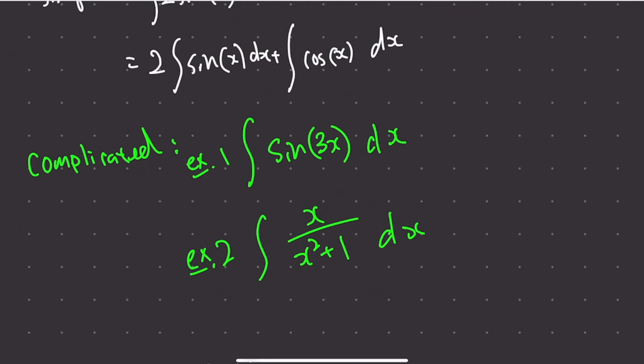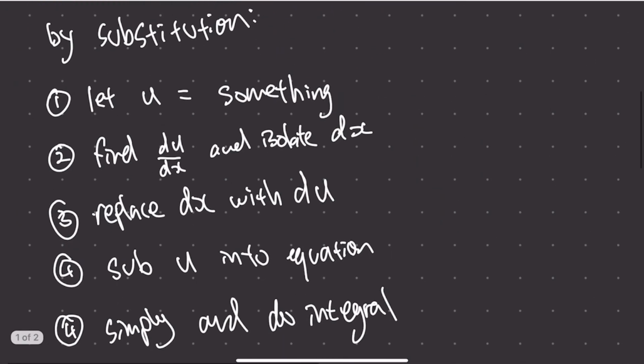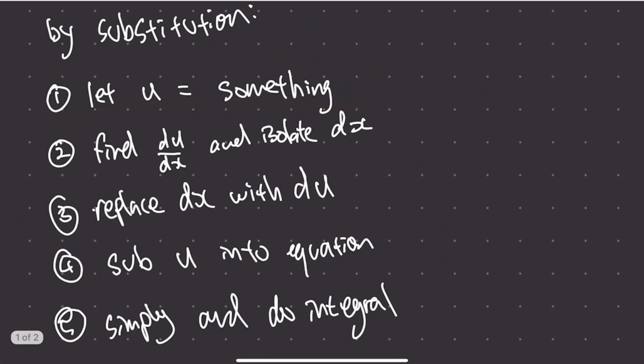Okay, so to do complicated integrals we need to use a technique called integration by substitution, or a lot of people call it U-sub. The general process of integration by substitution has 5 steps. How we do these steps, I'll show you with examples later, so just follow along. Step 1, let u equal something. Step 2, find du over dx and isolate the dx with algebra. Step 3, replace dx with du. Step 4, sub u into the equation. And step 5, simplify and do the integral.